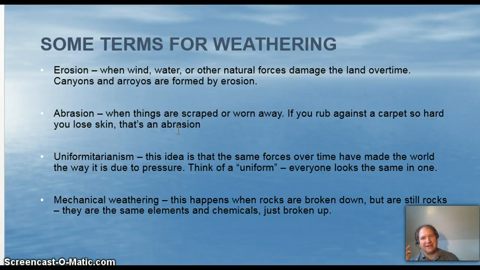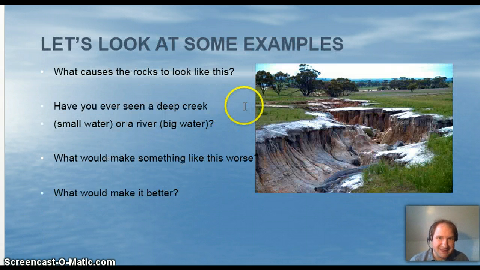So that's some terms. Erosion. Wind, water, they wear away land over time. Abrasion, scraped, worn away. If you ever rub your hand on a carpet, big red mark, abrasion. Uniformitism, not sure this will come up, but it's the idea that the forces have made the way the world is under one pressure, which is not a very good theory. Don't worry too much about that, but might come up. And mechanical weathering. This is when the rocks are broken down, but they're still rocks. Same elements of chemicals, just smaller pieces.